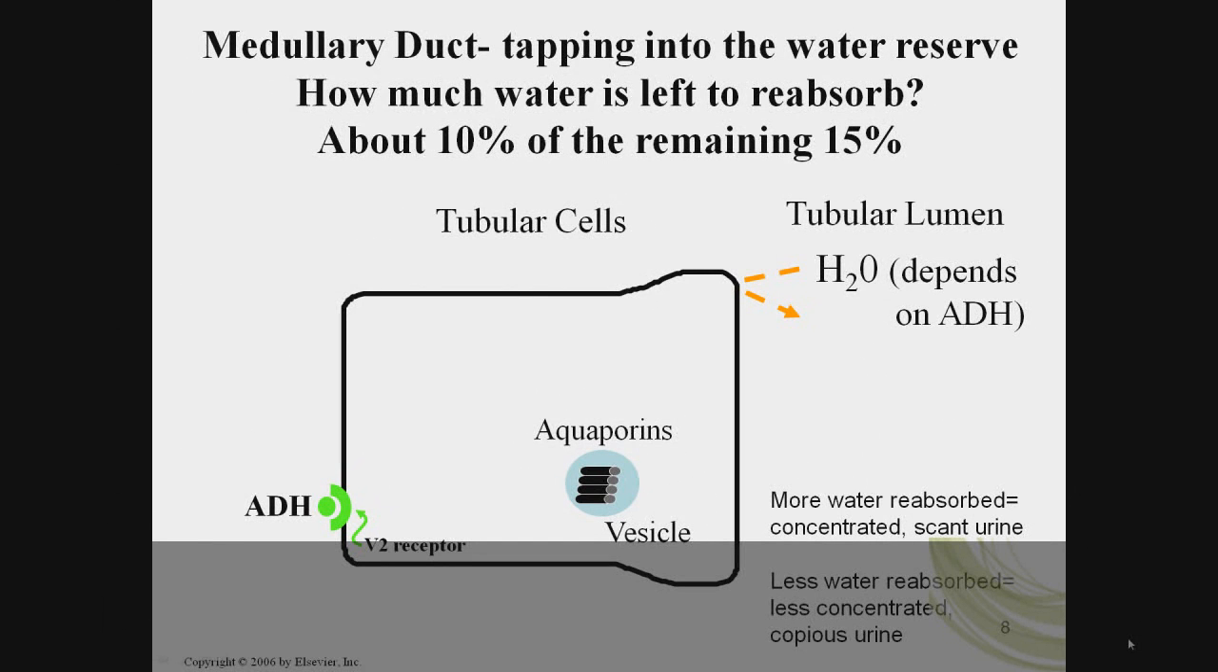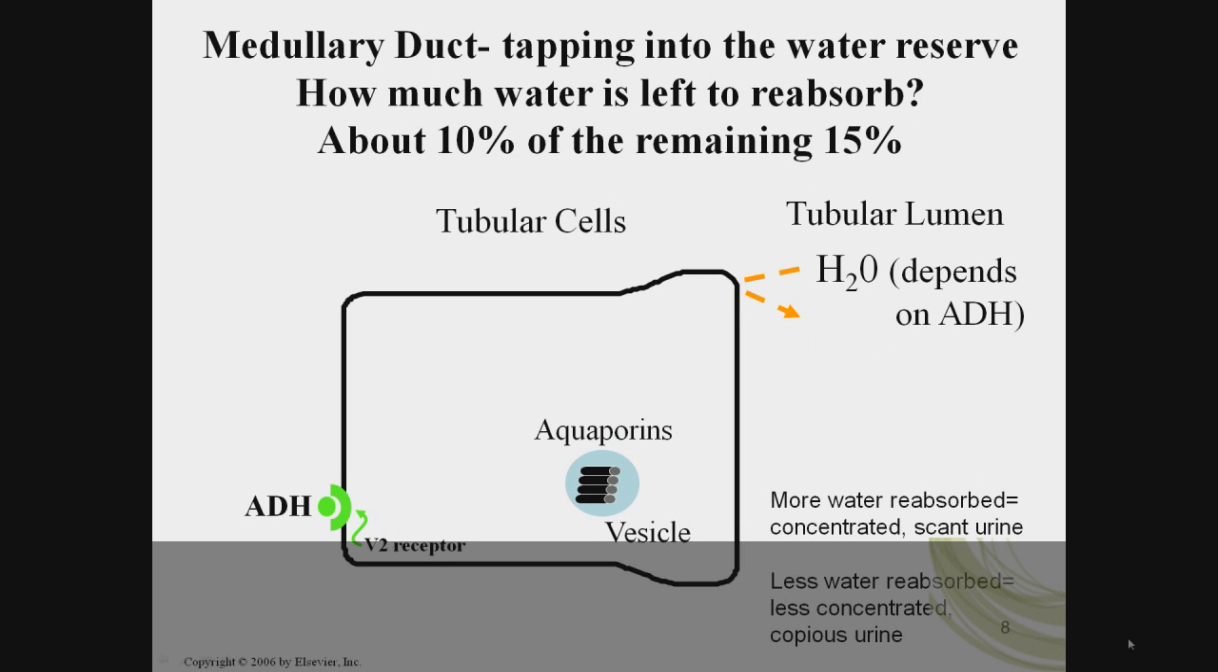We can reclaim 10% of our filtered water that remains, and that means 5% of our filtered water must go with the waste. That means obligatory water loss. But that last 10% that we could reclaim of our original is only if ADH is present.